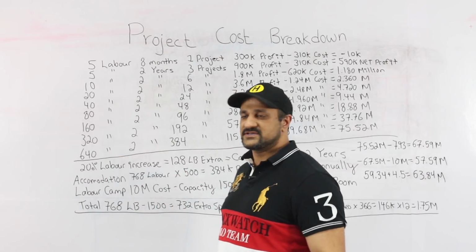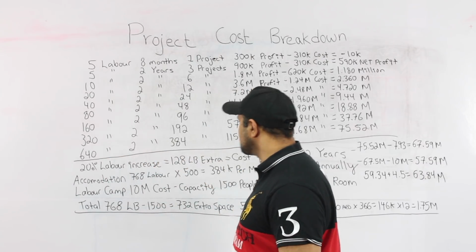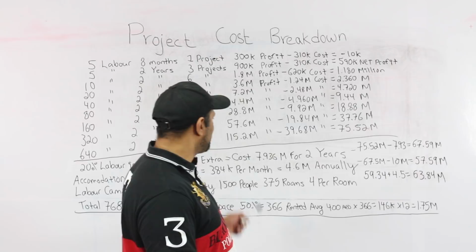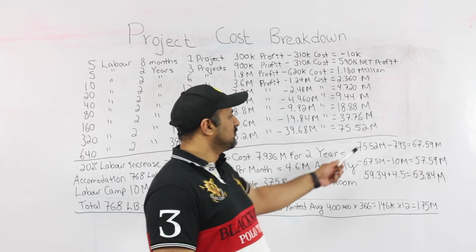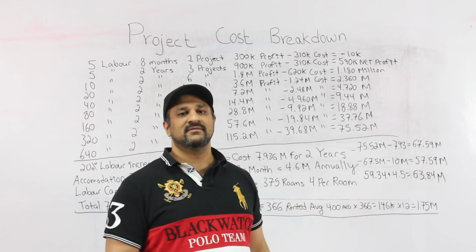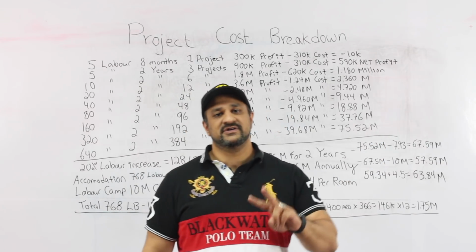640 laborers, 2 years, 384 projects. And after our 115.2 million minus 39.68 million cost, we make a 75.52 million healthy profit in 2 years.